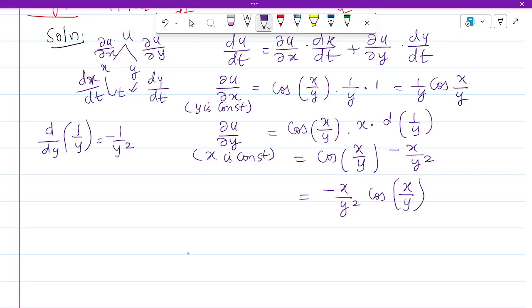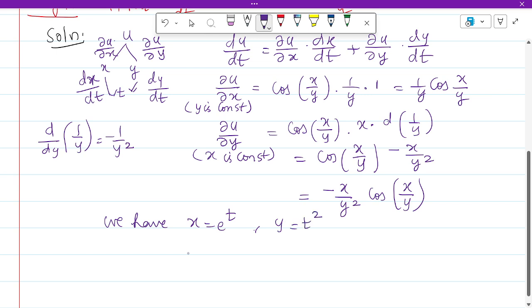So here given that x equal to e power t, so we have x equal to e power t and y equal to t square.